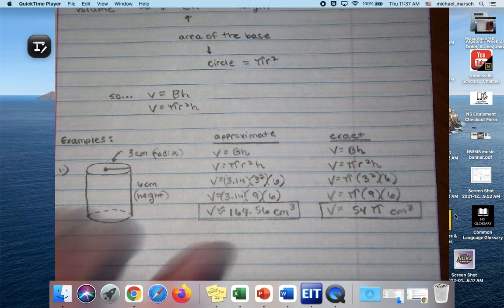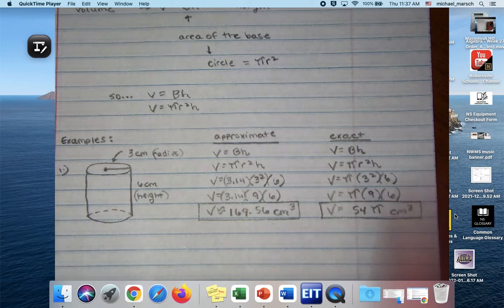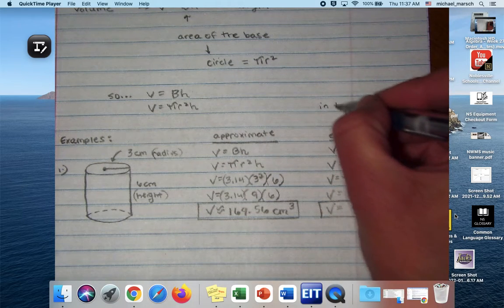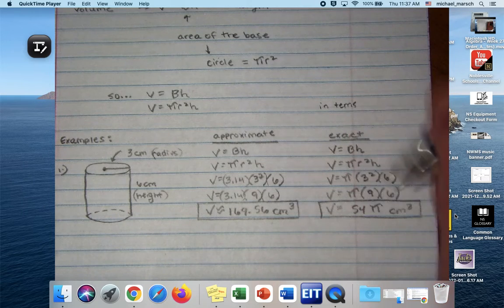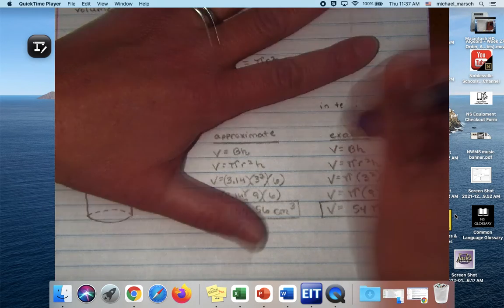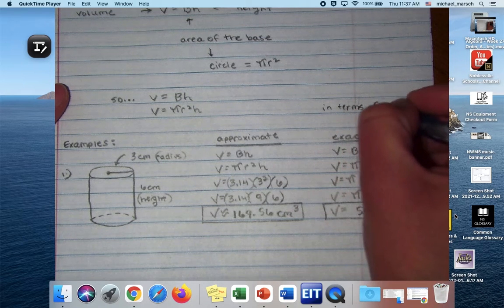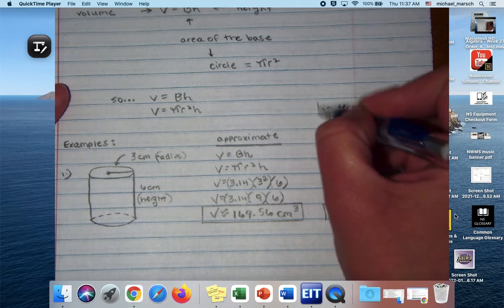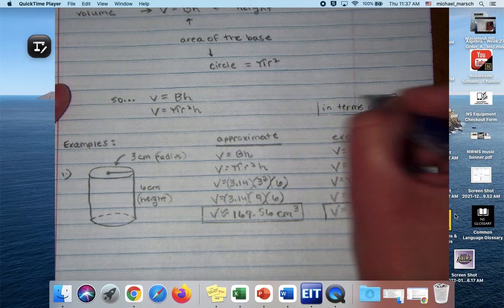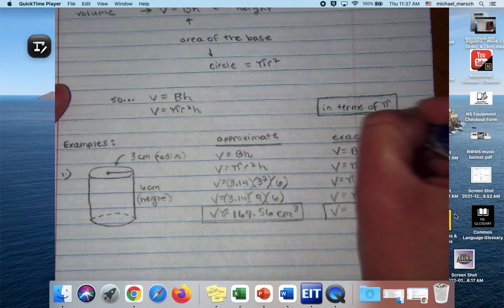So I have my approximate value and my exact value. This is also known as in terms of pi. So if you saw somewhere that said leave your answer in terms of pi, that means you leave pi as part of the answer. You do not use the value of it.